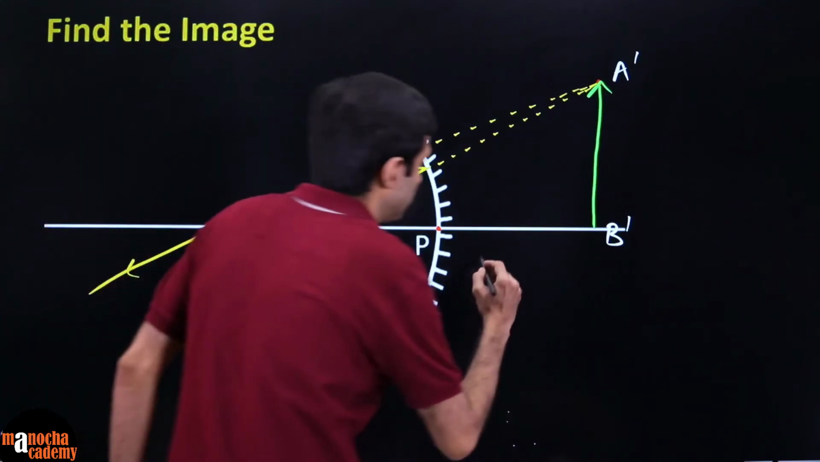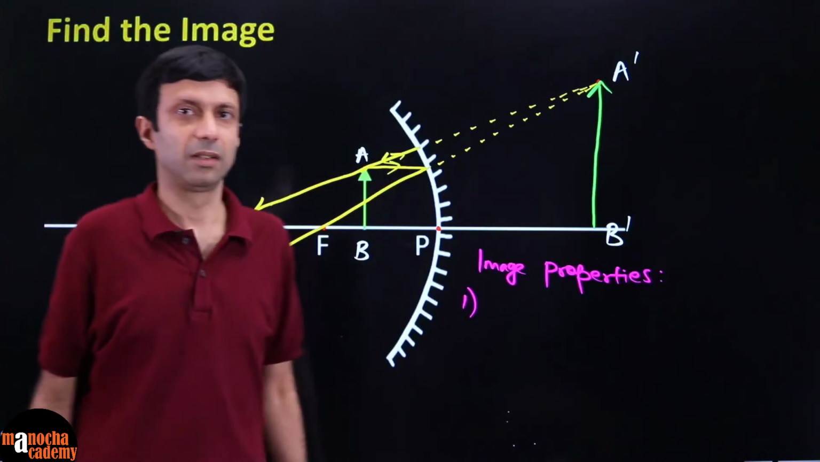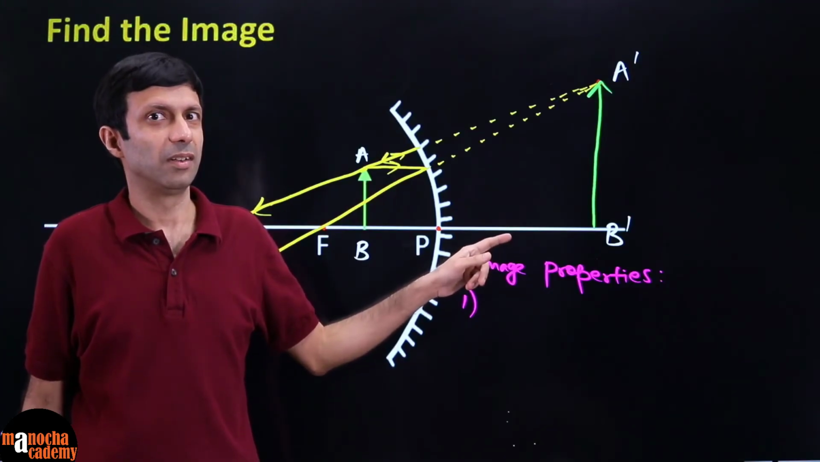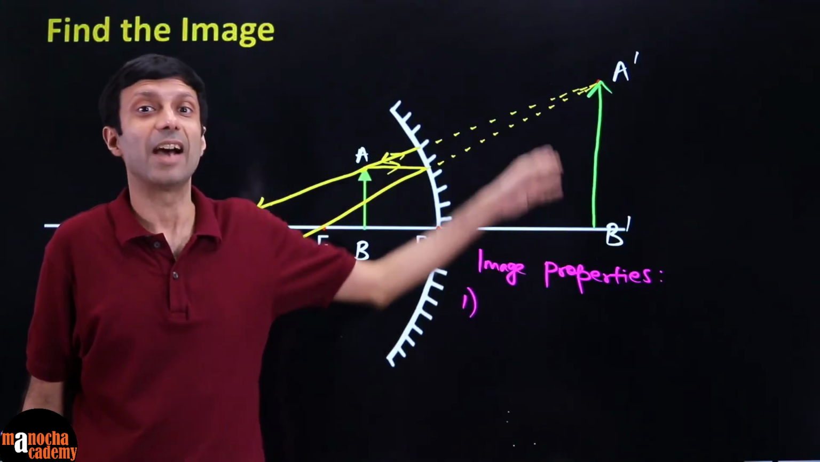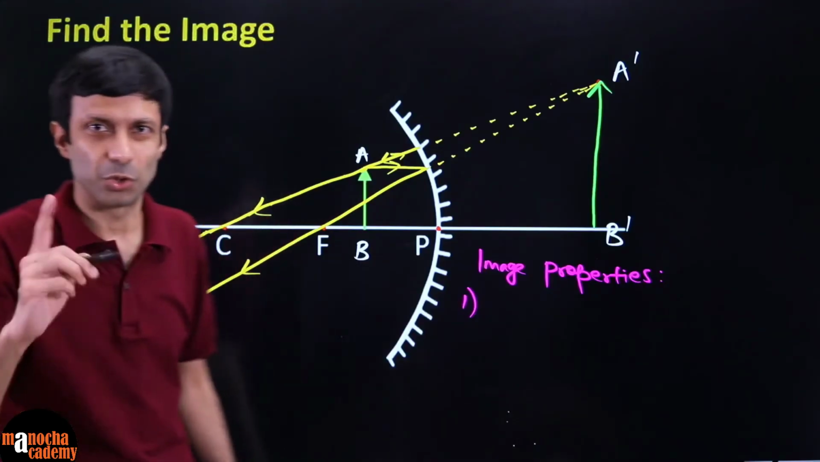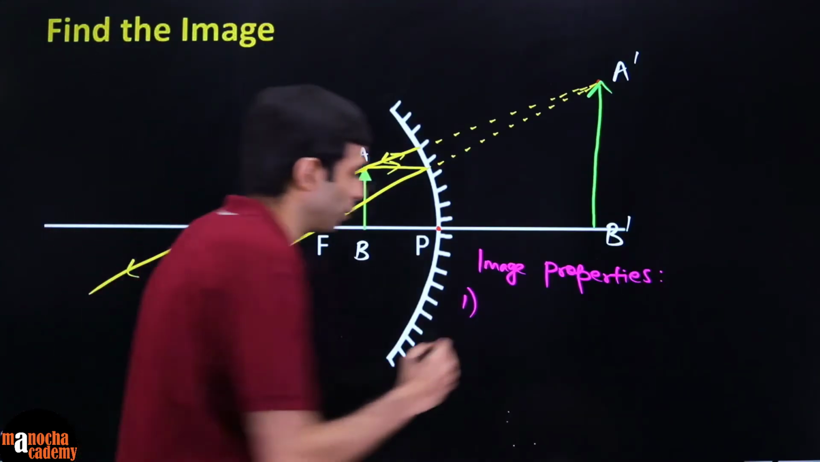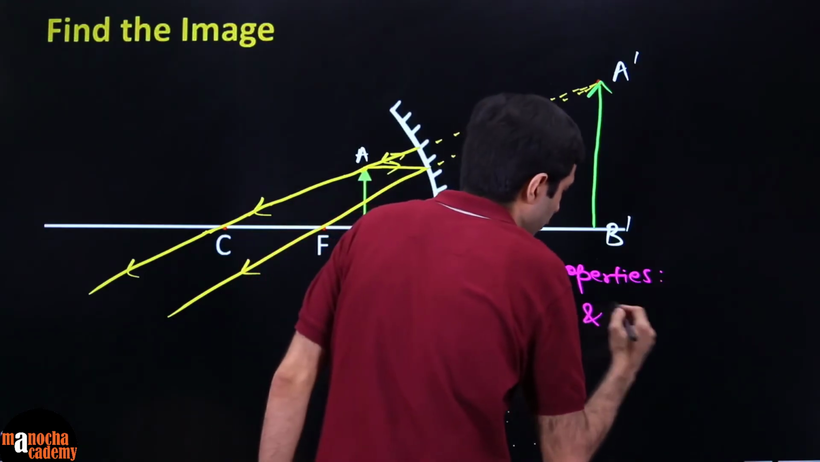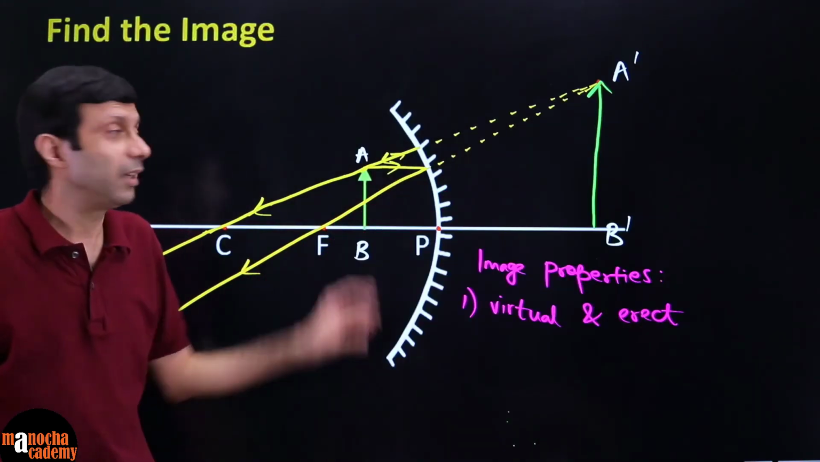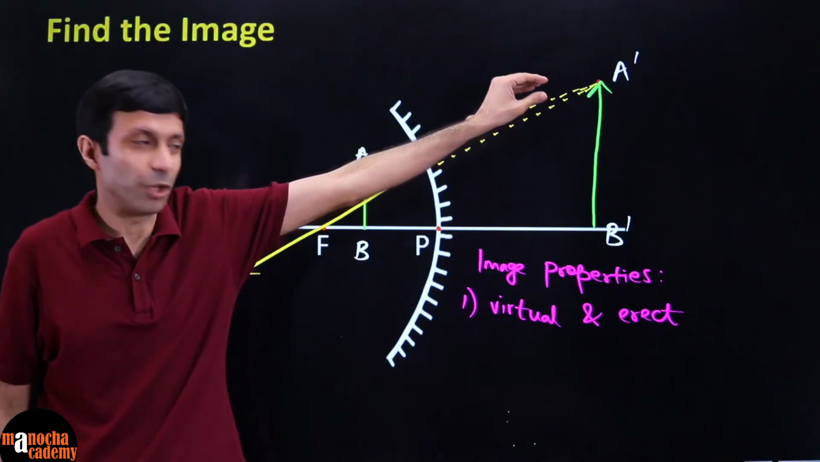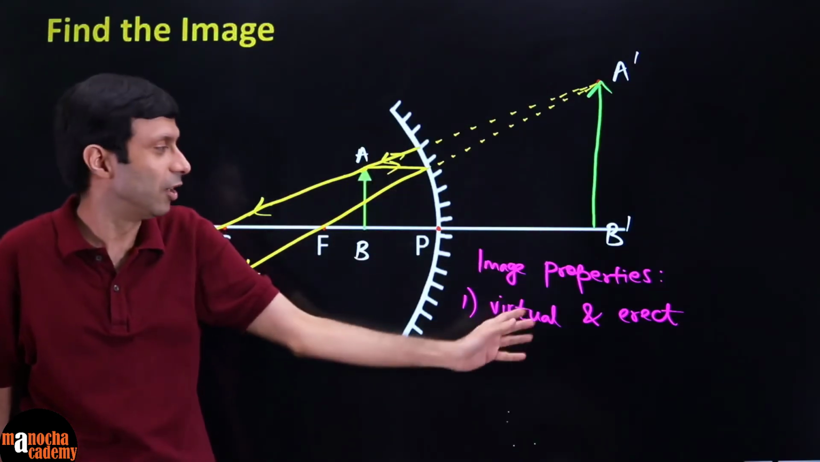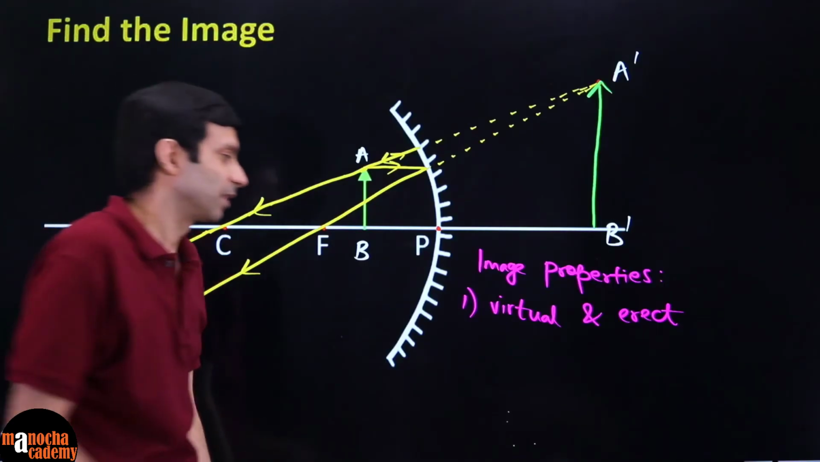So image properties. The first image property: is it real or virtual? It is clearly virtual and upright. It is not inverted. So first, you should decide real or virtual. It is virtual and upright, or virtual and erect. And clearly it is virtual because it is formed by producing the rays backwards. They are not actually meeting. We have made them meet. It's behind the mirror. So clearly a virtual image.